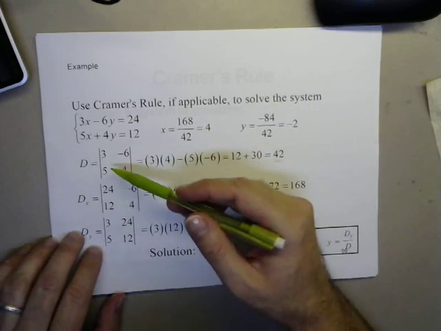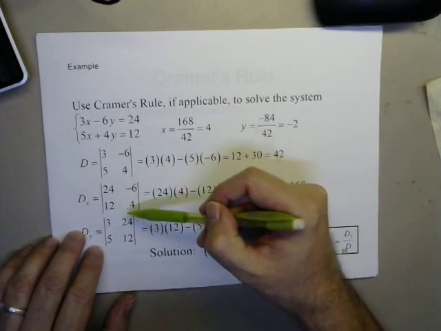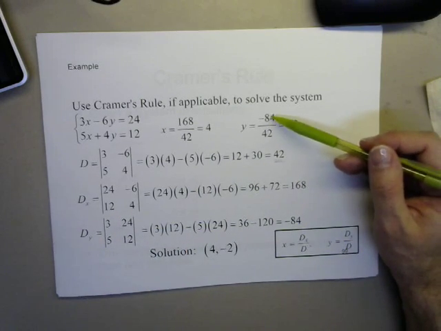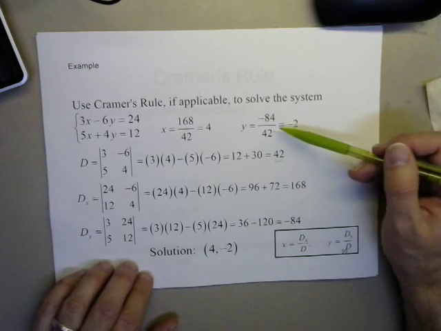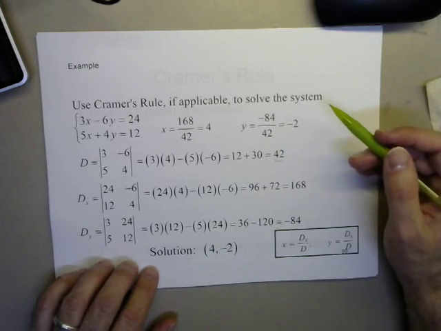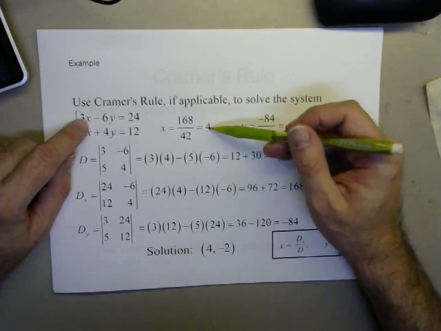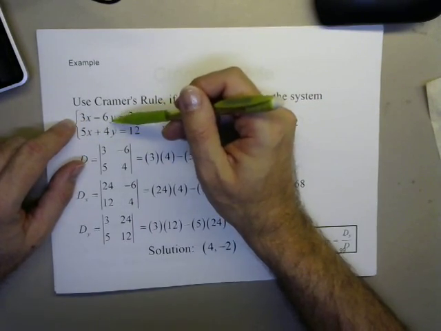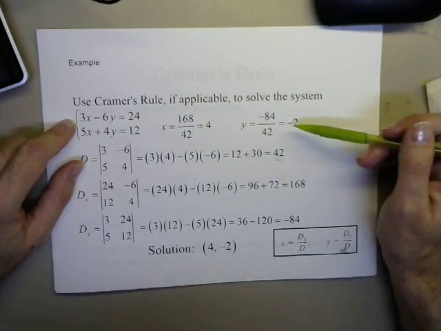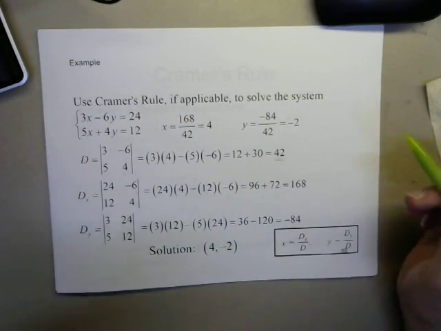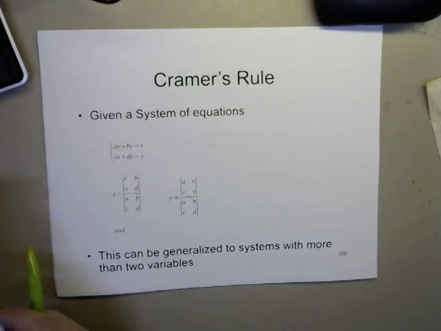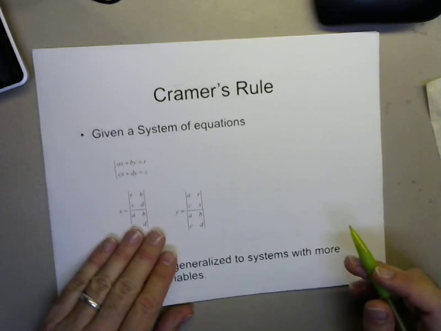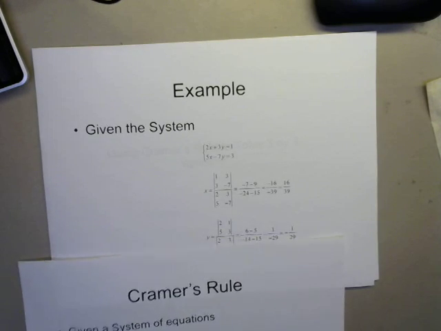Then doing a similar thing for y, replacing the 6 and negative 4 with 24 and 12, calculate that determinant, you'll get negative 84. So the value of y should be negative 84 over 42, which gives you negative 2. And that should be the solution, right? So that means that if you make x equal to 4 and y equal to negative 2, then the solution to this system should be 4 and negative 2, right? If you plug those numbers in, it should make both equations equal. So that's basically how that works. And again, you can generalize this to a system of more than 2 variables.